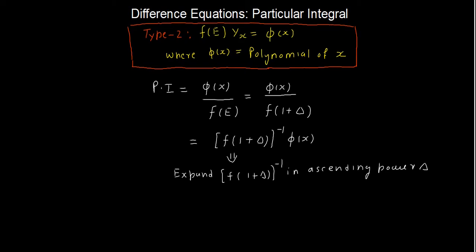And why do we expand in ascending powers of delta? This is a question that always arises in our minds. The answer is that delta, the forward difference operator, is treated like differentiation if a polynomial is written in factorial notation. So expand f(1 + delta) whole inverse in ascending powers of delta, and express phi(x), the polynomial, in factorial notation.